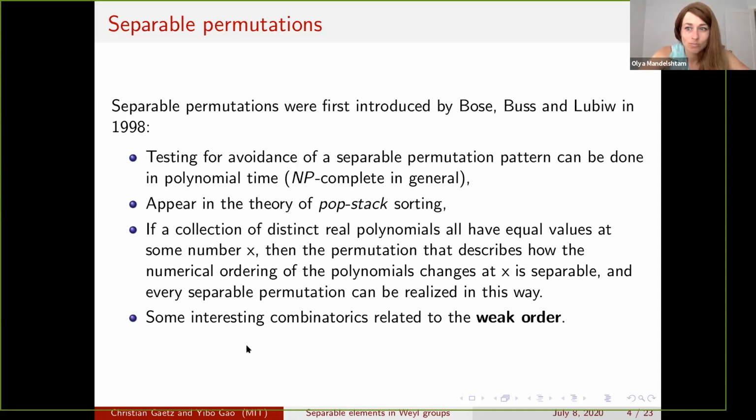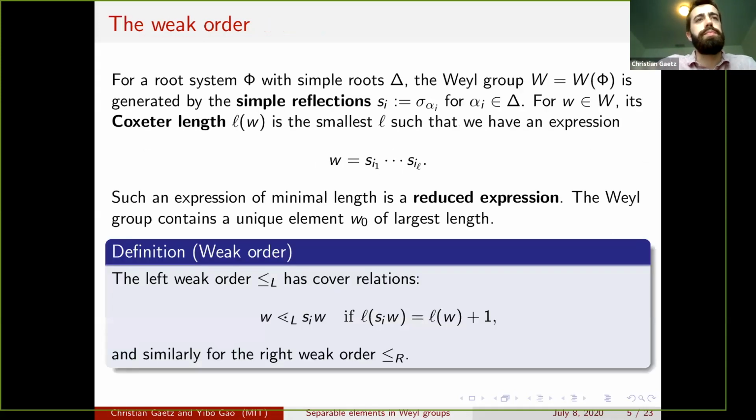But what's going to be relevant to us is that there's some interesting combinatorics related to weak order on the symmetric group and more generally on Weyl groups, which is what I'll describe now. So this is the weak order.